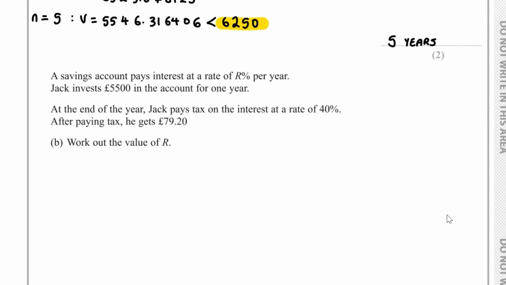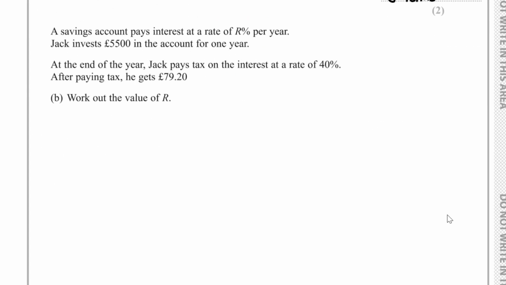And now for part B, a savings account pays interest at a rate of R% per year. Jack invests £5,500 in the account for 1 year. At the end of 1 year, Jack pays tax on the interest at a rate of 40%. After paying tax, he gets £79.20. We have to work out the value of R.